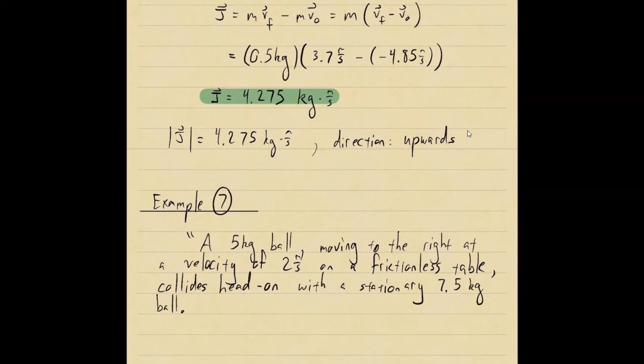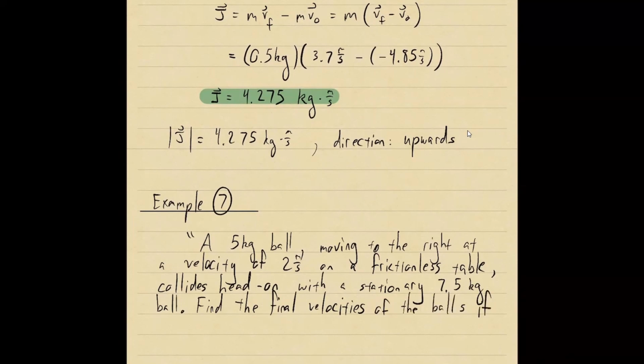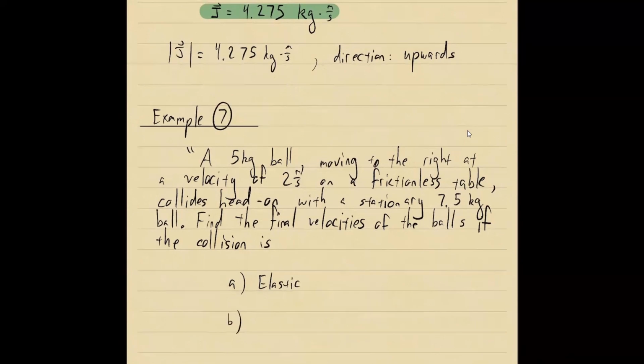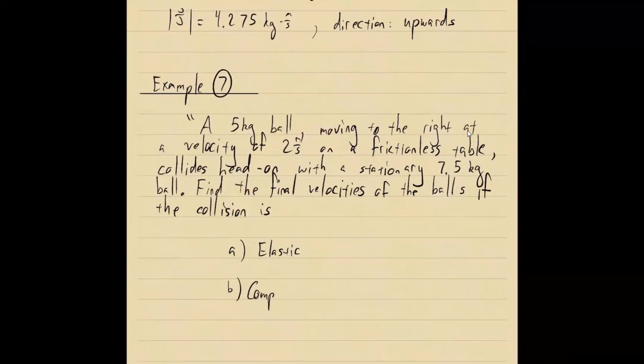So the problem wants us to find the final velocities of the balls if the collision is, A, elastic, and B, completely inelastic.